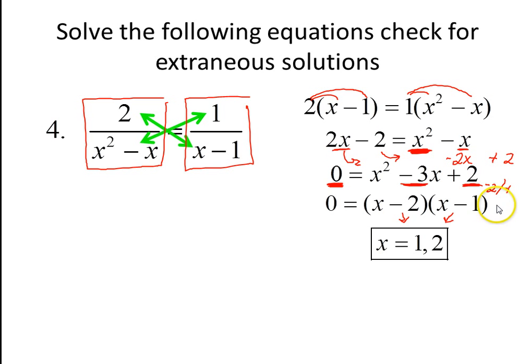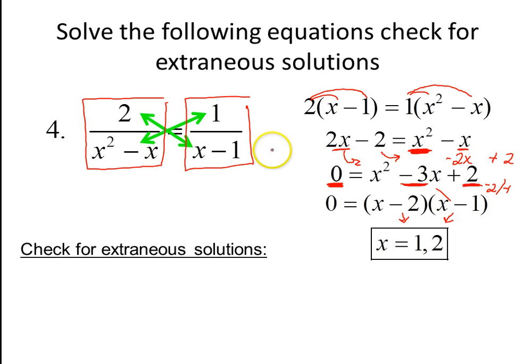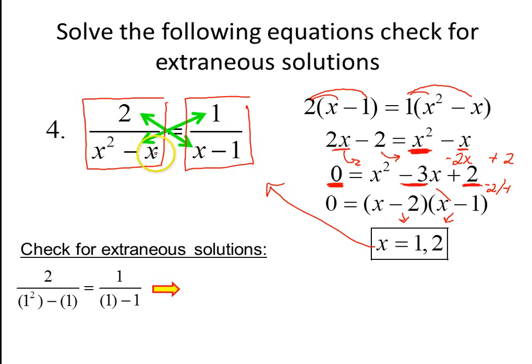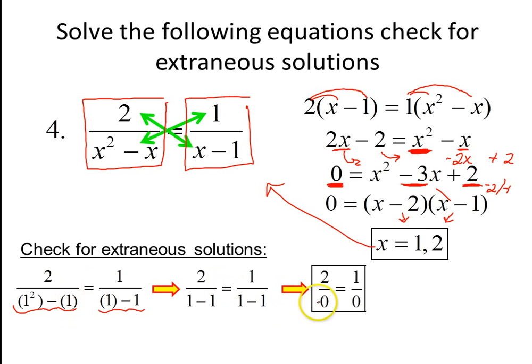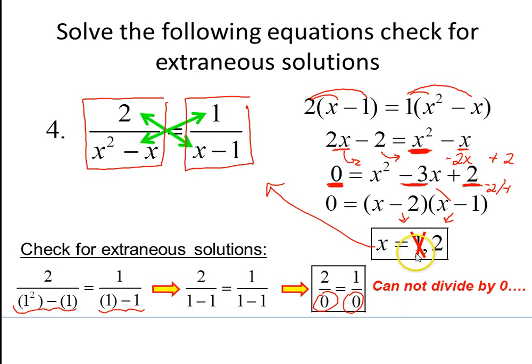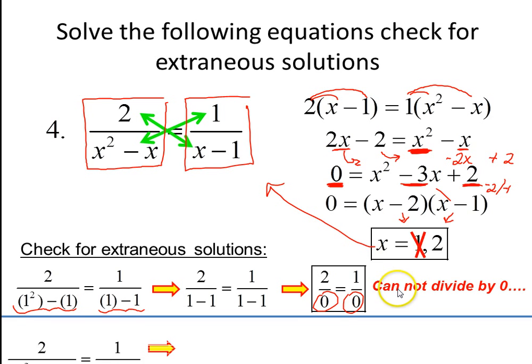Now again, don't short yourself. You gotta check them. So plug in 1. Anywhere you see an x up here, plug in 1. So 2 over 1 squared minus 1, 1 over 1 minus 1. Well, hopefully right off the bat, what do you see down here? What's 1 minus 1? And what is 1 squared minus 1? They're both 0. Can you have a 0 on the bottom? Nope. So does 1 work? No. You need to cross it off.